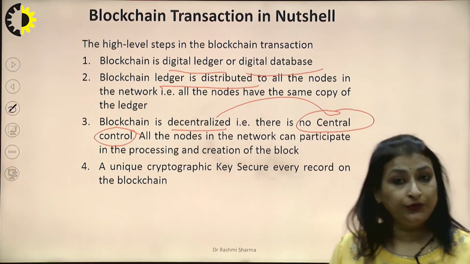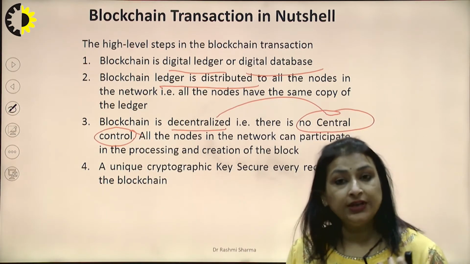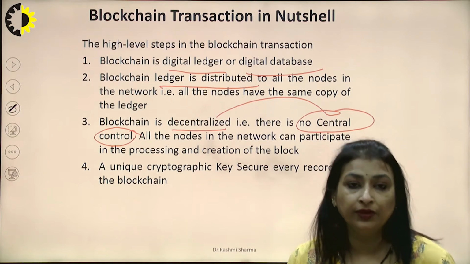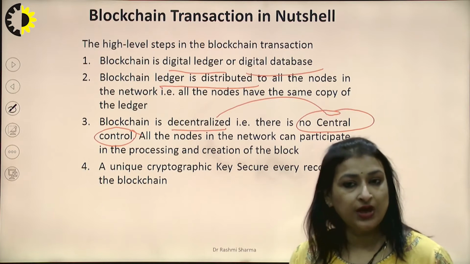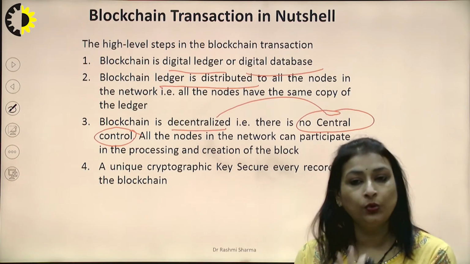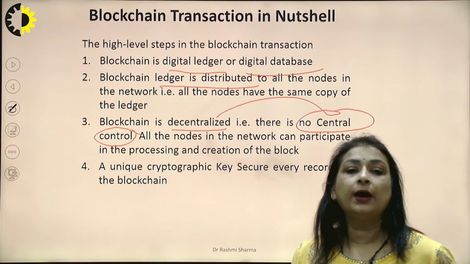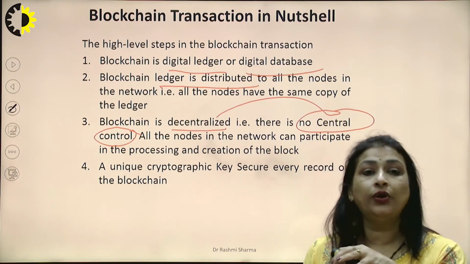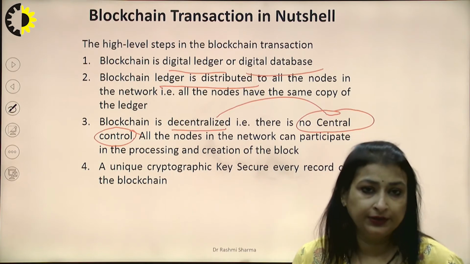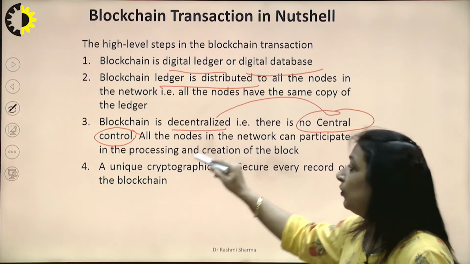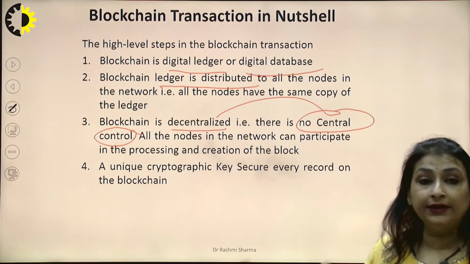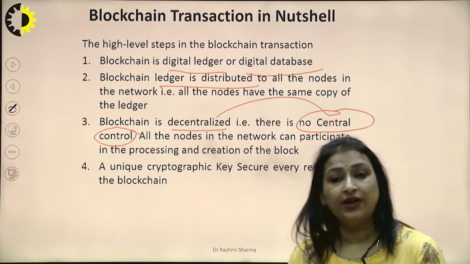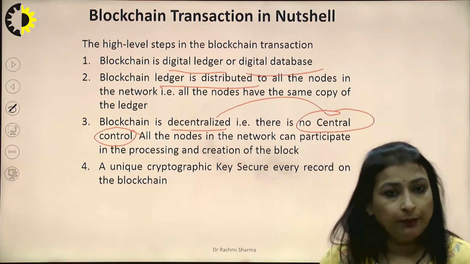Nobody controls it, because each and every node is equally likely to become the winner as a miner, equally likely to start a transaction, equally likely to update it and complete it. So it is decentralized. We don't have a central authority to control all those things. All the nodes in the network participate in whatever we are doing, even in creating, initiating and completing the transaction.